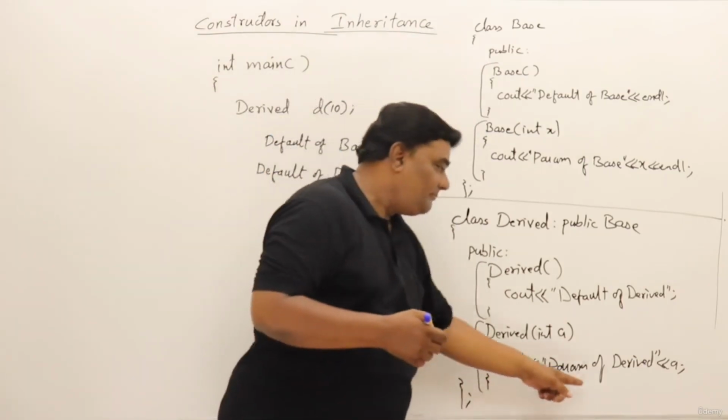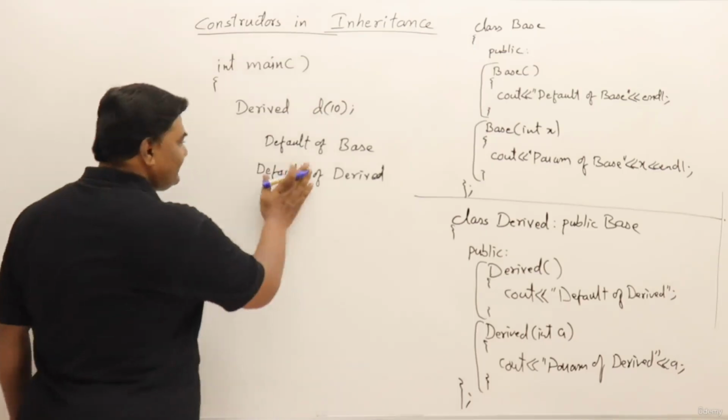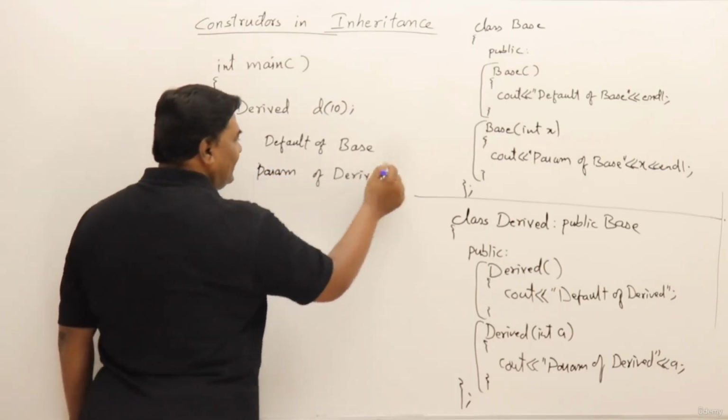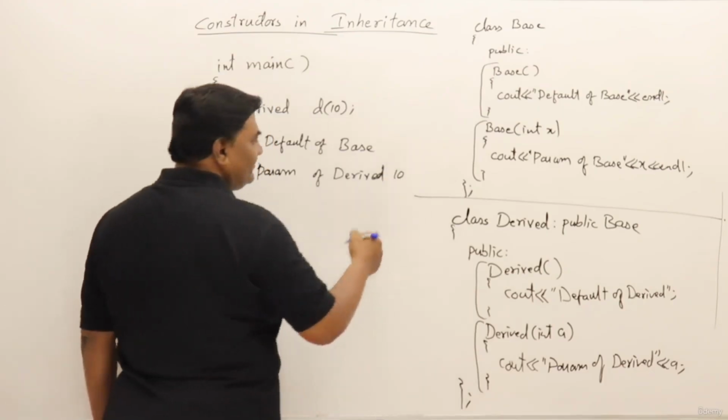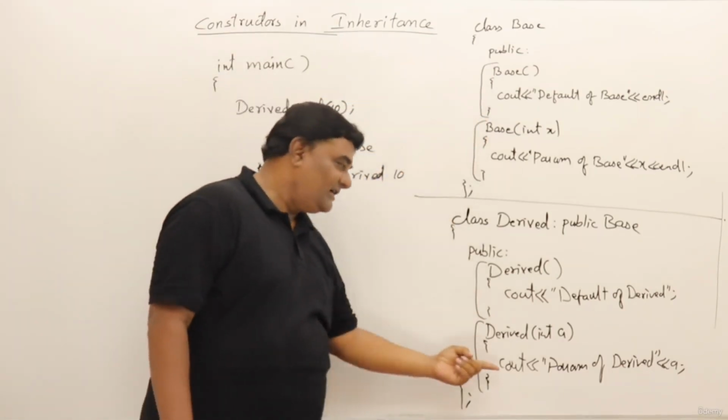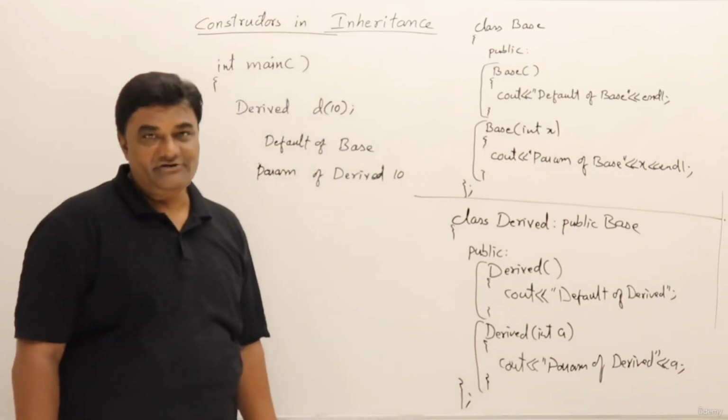So what will it show? Param of derived, and A is displayed. So it will show param of derived, and the value 10 will be shown. So still the default constructor of base class and then parameterized constructor of derived class are executed.